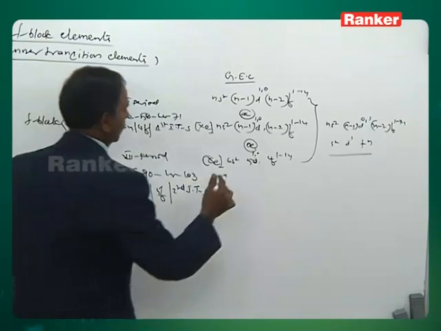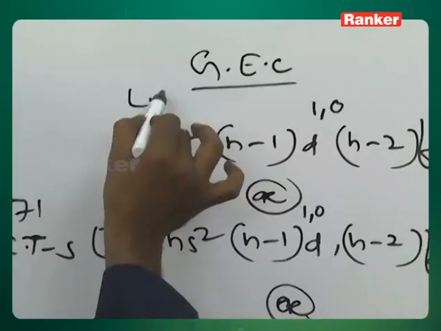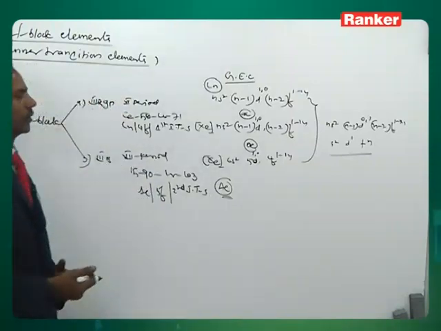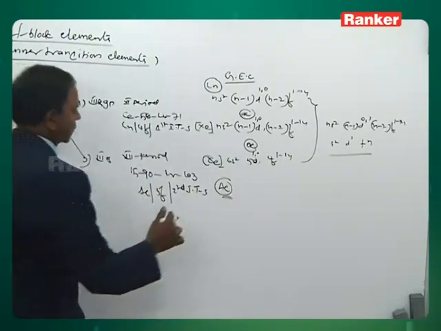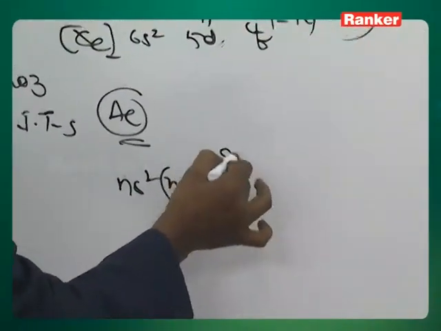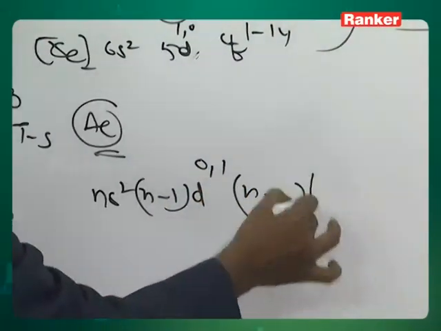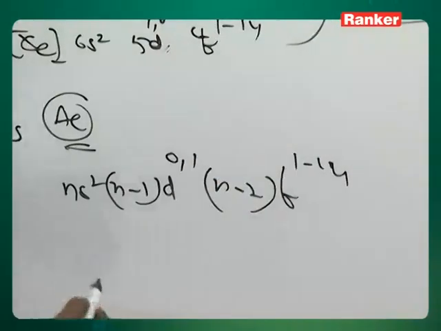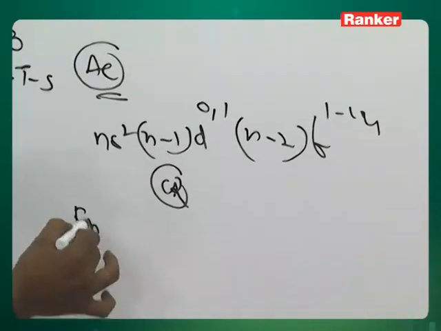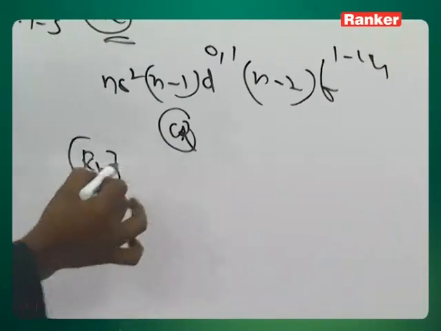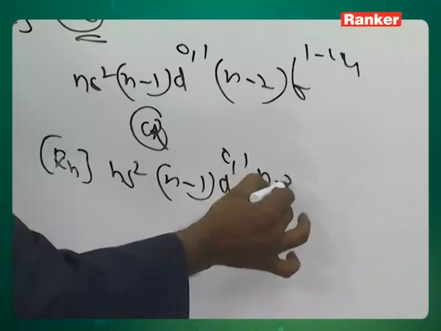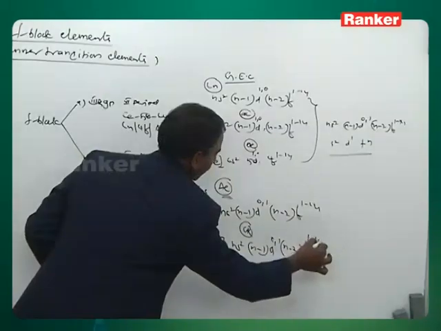Coming to actinides, consider this as the lanthanide general electronic configuration, and consider this as the actinide general electronic configuration. A similar way of representation applies for actinides also. Let me write the same way: ns2 (n-1)d0-1 (n-2)f1-14. Similarly, instead of writing xenon, we write radon: [Rn] ns2 (n-1)d0-1 (n-2)f1-14.